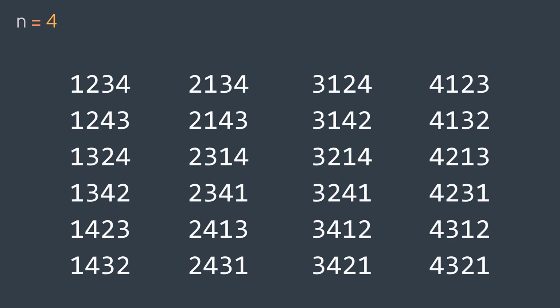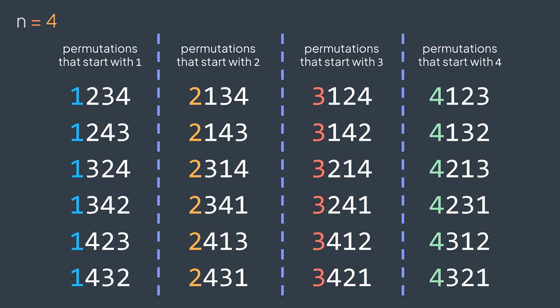Here are all the permutations. We have a total of 4 factorial permutations, 24. We can notice that these 24 permutations can be divided into 4 parts. The first one contains permutations that start with 1, the second one contains permutations that start with 2, and so on.